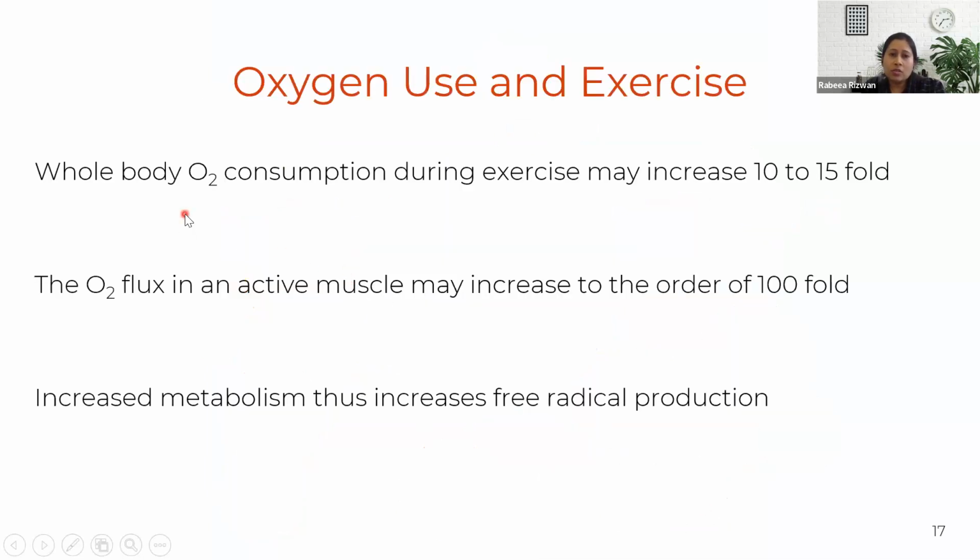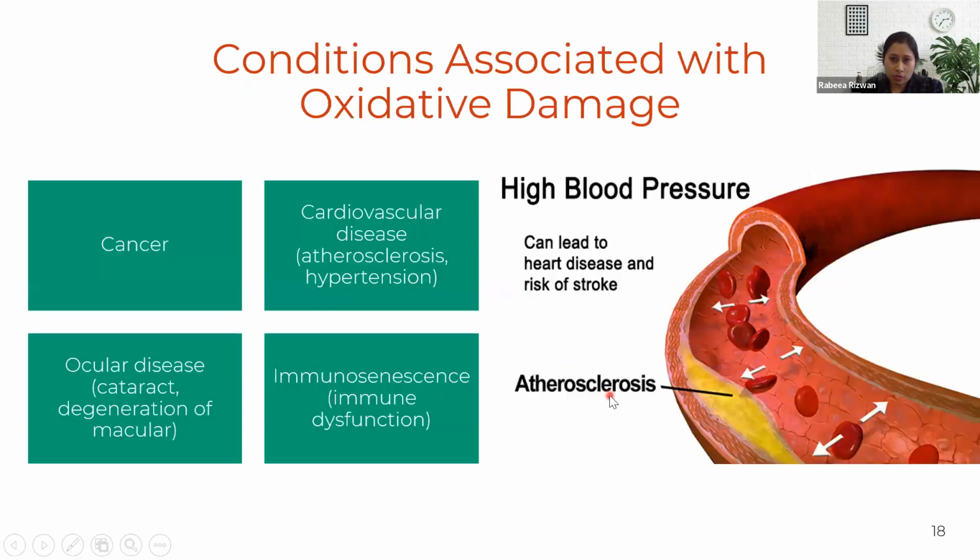Whole body oxygen consumption during exercise may increase 10 to 15 times. If we are working or exercising a lot, 10 to 15 times more than normal, it means that for this performance we need more oxygen, we respire more. As a result, there may be some production of free radicals as well, more than normal in our body, because oxygen is also the basic asset of our life. But as a result, some free radicals are also produced.